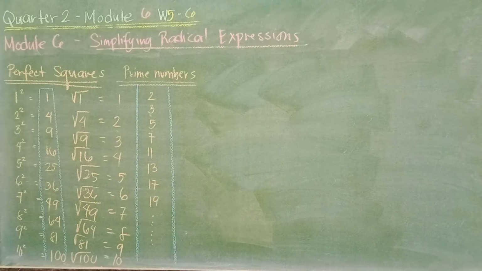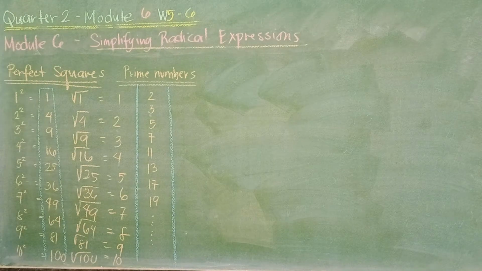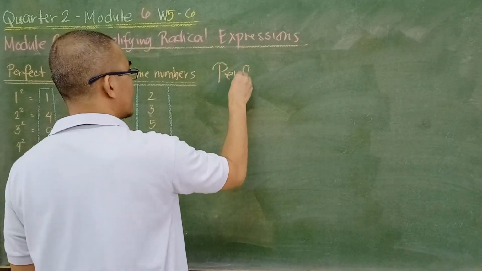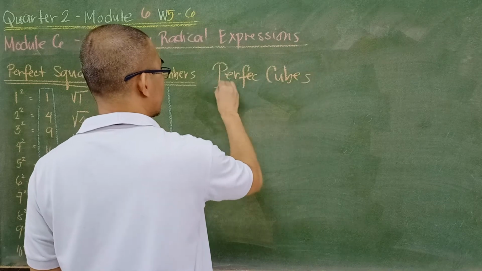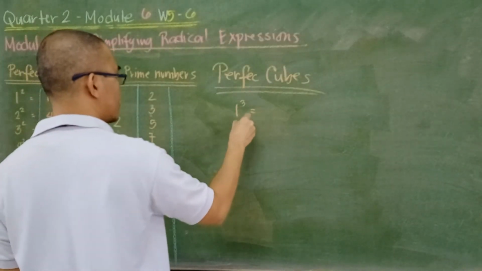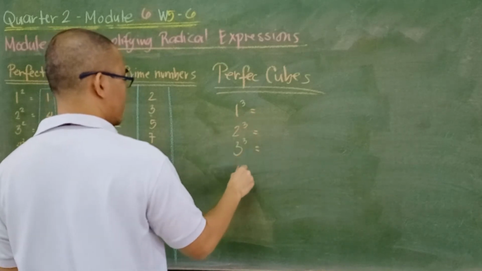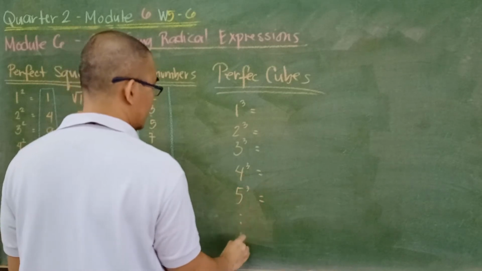Gagawa lang tayo ng mas mababang number. Let's say, perfect cubes. Yung exponent nila is 3. 1 raised to 3. 2 raised to 3. 3 raised to 3. 4 raised to 3. 5 raised to 3. And so on.